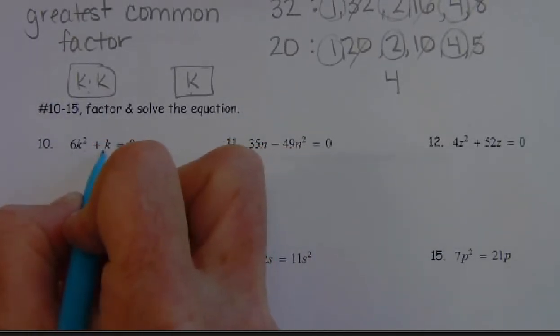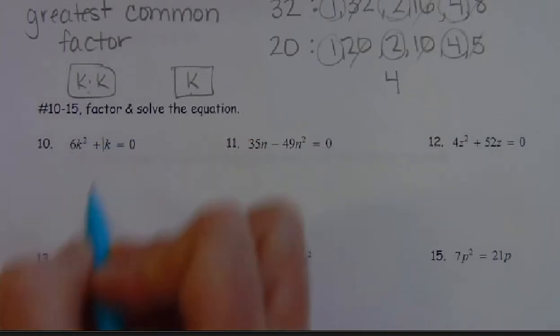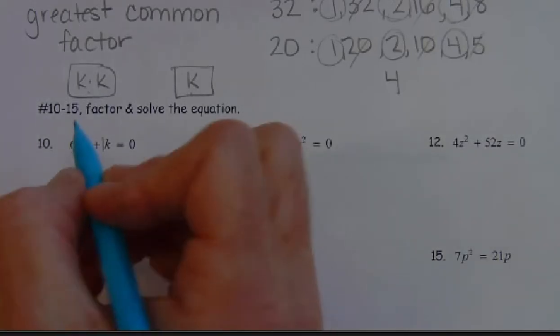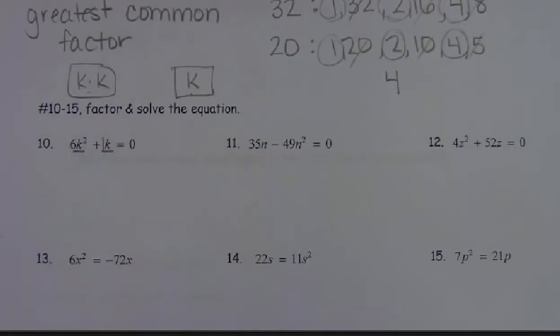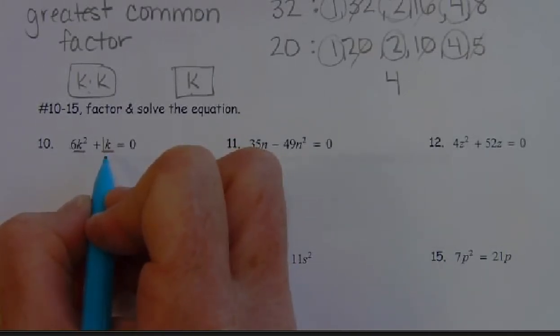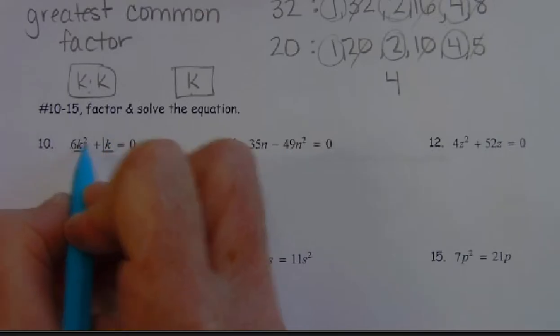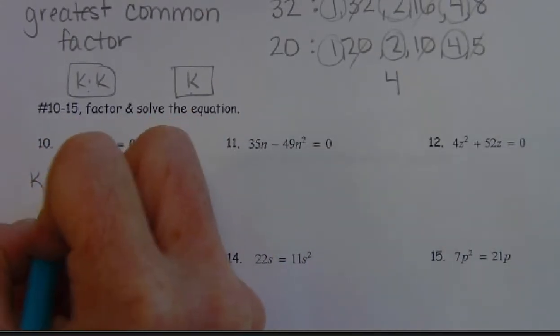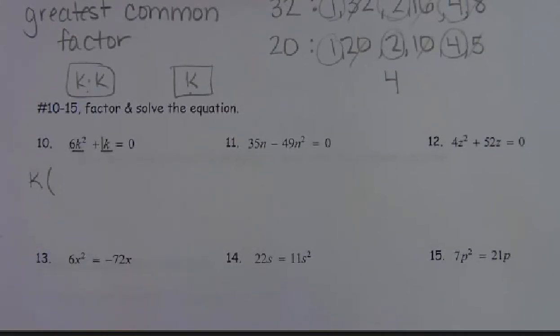So the first example, you have a 6 and a 1. There is not a number that goes into 6 and 1 bigger than 1. So you don't have to worry about pulling out a number. But you have a k squared and a k. So you are going to pull out the least amount of k's between the two. So he has 2 and he has 1, so I can pull out just a k. And then you have to kind of undo distributing.